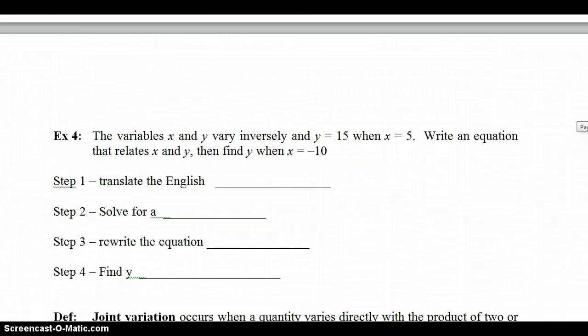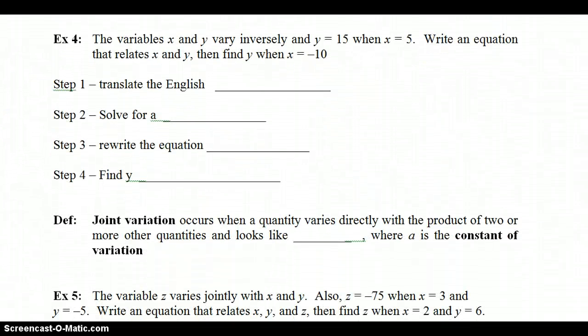The steps for the indirect are the exact same thing, but we just have to be a careful reader. So the first thing we'll do is translate into English. When we read a word problem, one of the things you're going to want to do is come up with a model. So x and y vary inversely. That means indirect. So we would have y equals a over x.